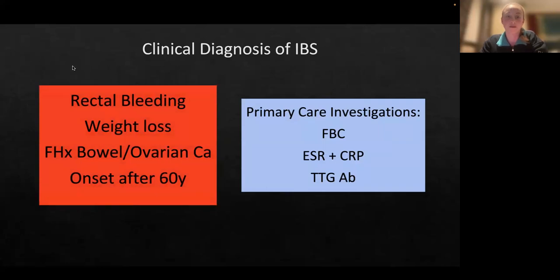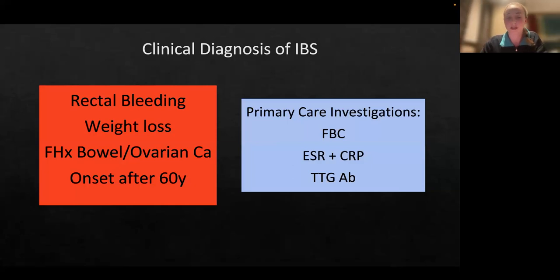And these are some red flags if you get a patient that gives a very classic IBS history. Doctors often say that it's quite rare for someone over the age of 60 to get a new diagnosis of IBS. So if someone over the age of 60 is having these IBS symptoms, you need to investigate them for bowel cancer, ovarian cancer, and particularly if they've got any other symptoms of rectal bleeding, weight loss, or any family history. So just something to bear in mind.